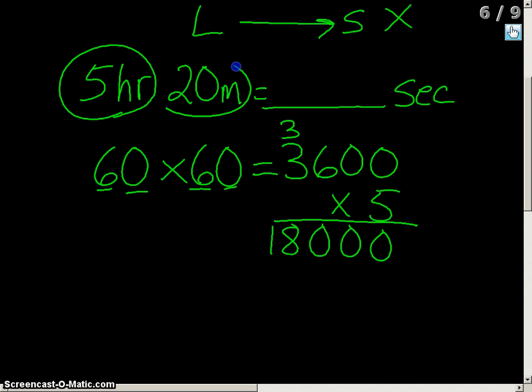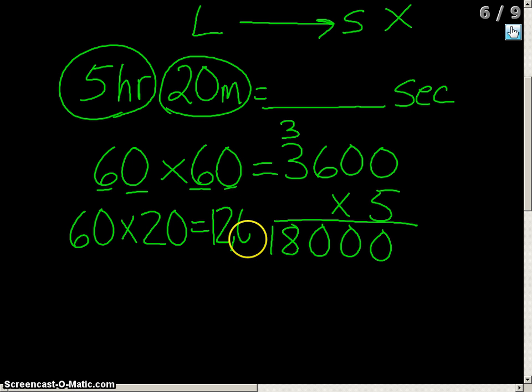Now we need to figure out how many seconds are in 20 minutes. Okay, so we know there are 60 seconds in a minute. Okay, so what we're going to do, we're going to multiply 60 times 20. 60 times 20 here. 6 times 2 is 12. Tack on my 2 zeros. Let me rewrite that again. 1,200.